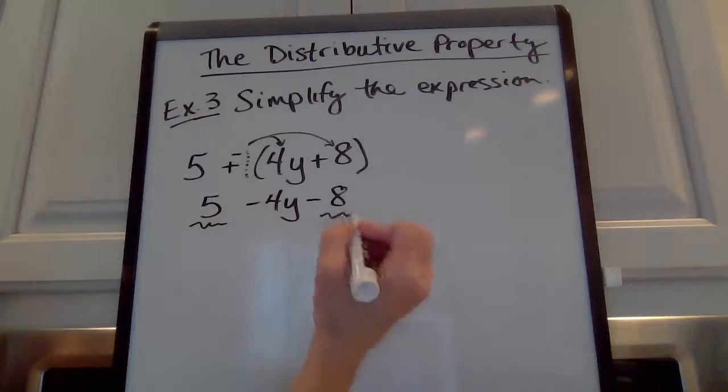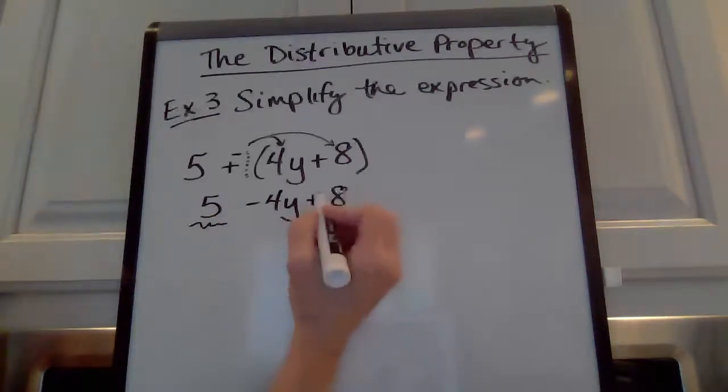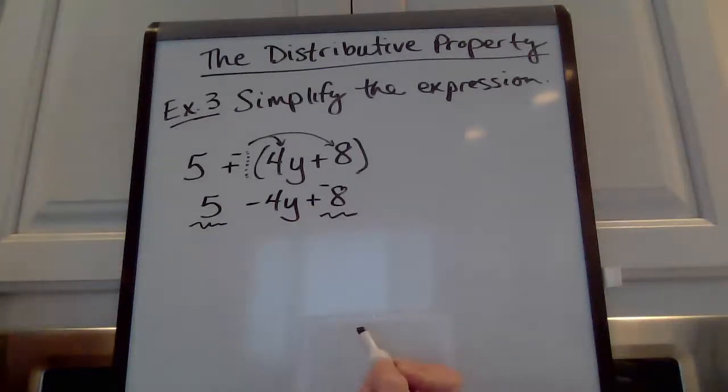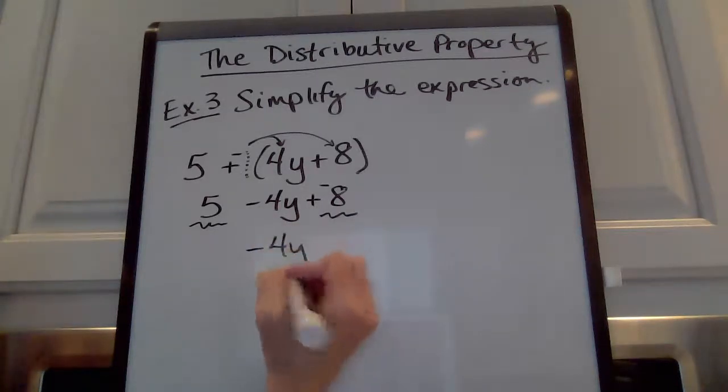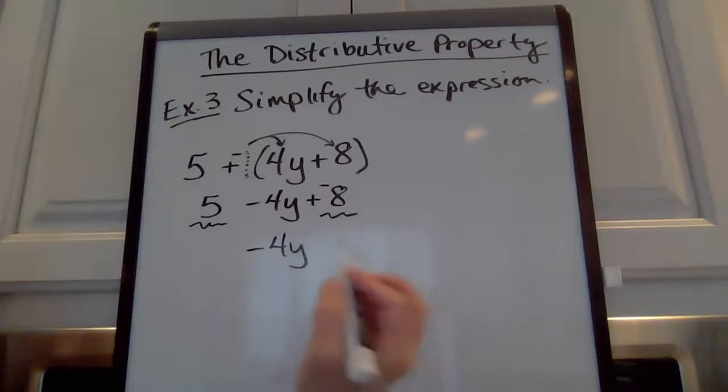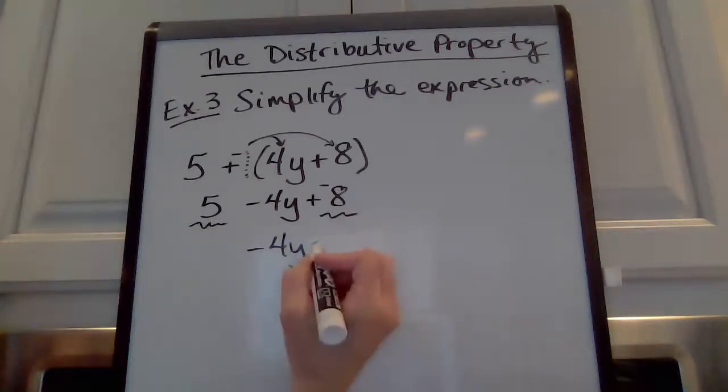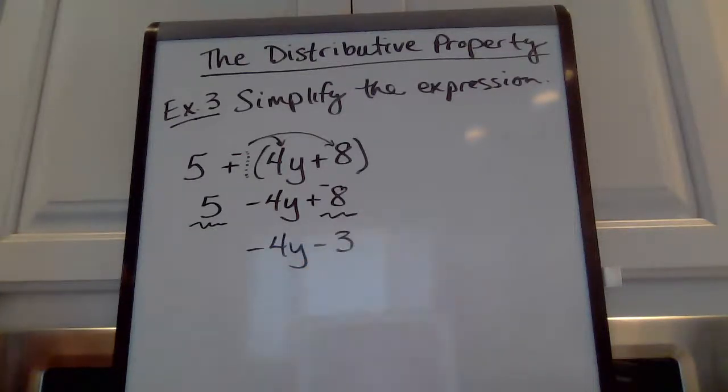These are constants. Don't forget this is a negative 8, and we can combine those. The negative 4y, there's no other y's to combine with it, so it just comes straight down. 5 plus negative 8, negative 3, and we are done. So if you ever see a negative outside of the parentheses, just remember that it's a negative 1 that you're going to have to distribute.